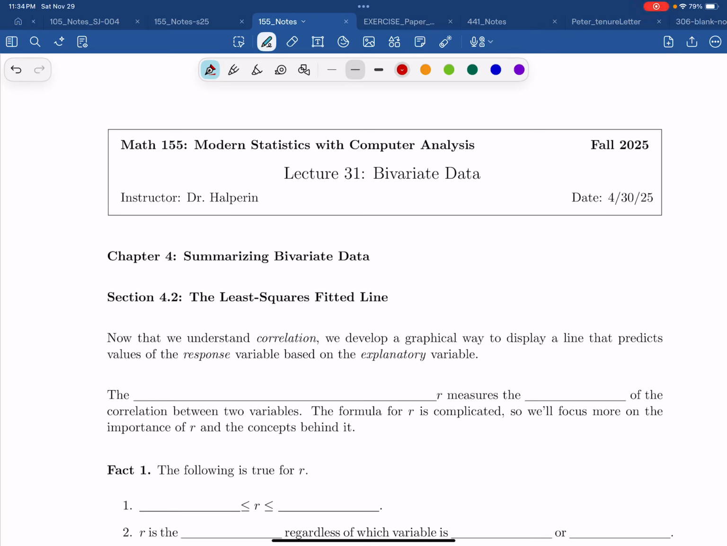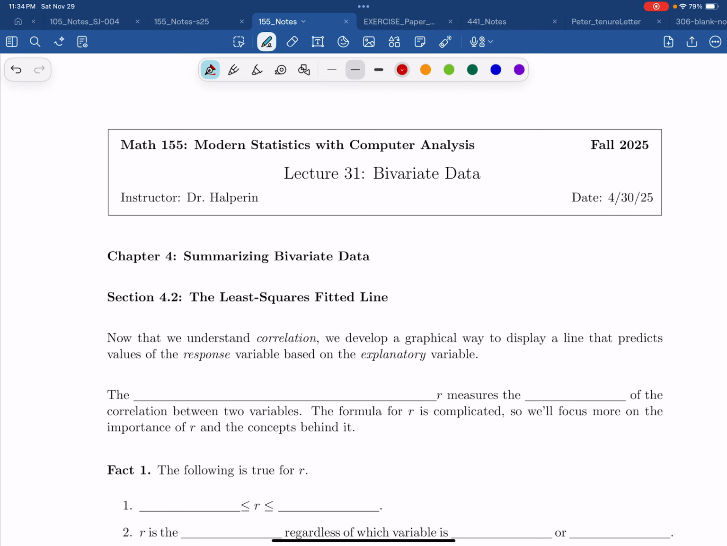Let's continue with chapter 4, talking about bivariate data. This time we're going to focus on that line, that least squares fitted line that we talked about at the end, although we didn't use that term. We understand that there's this idea of correlation, this idea that variables can be related. I just want to emphasize that that does not mean that they are caused by one another. They're just related.